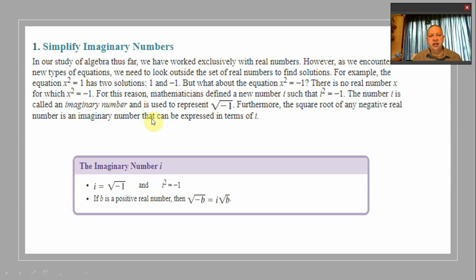So here we've got the imaginary number i. i is equal to the square root of -1, and i squared is equal to -1. If b is a positive real number, then the square root of negative b is i times the square root of b. Okay, so if I had something like x squared is equal to -b, then my x would be i times the square root of b.